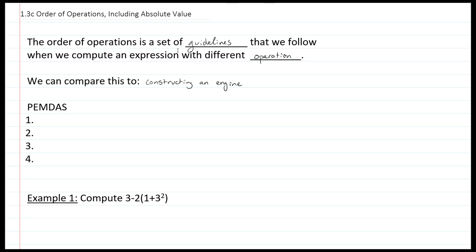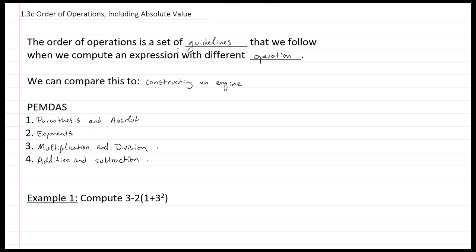So an acronym we follow to remember the order of operations is PEMDAS. It stands for parentheses, exponents, multiplication and division, and addition and subtraction. When we're computing expressions with multiple operations, we always compute the parentheses first, then the exponents, then we multiply and divide, and then we add and subtract. So included with parentheses is absolute value. We always do absolute value first as well.